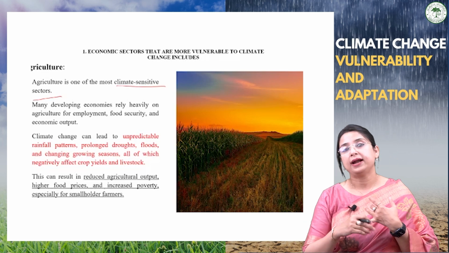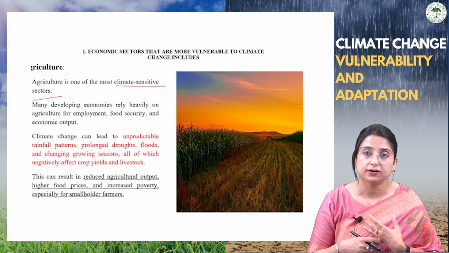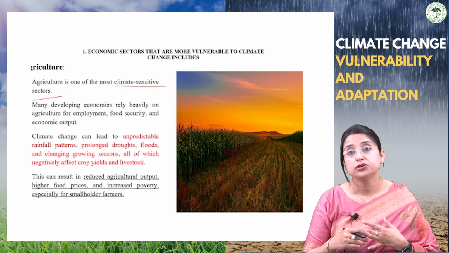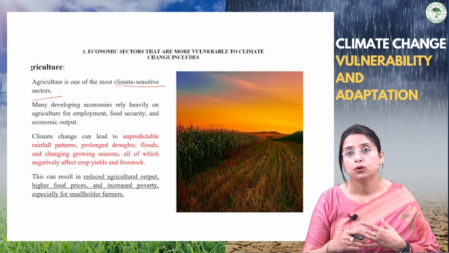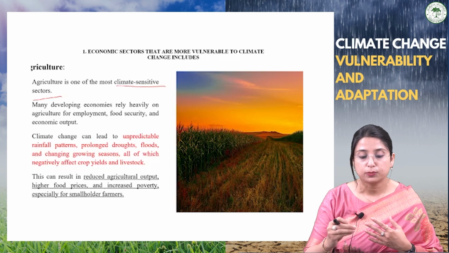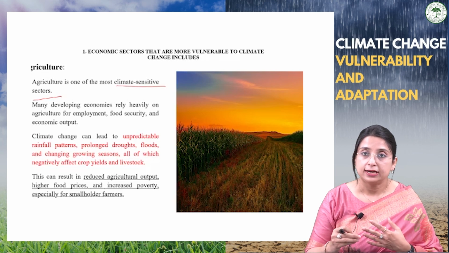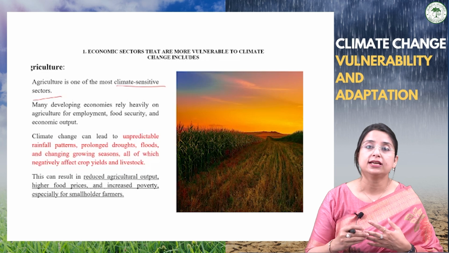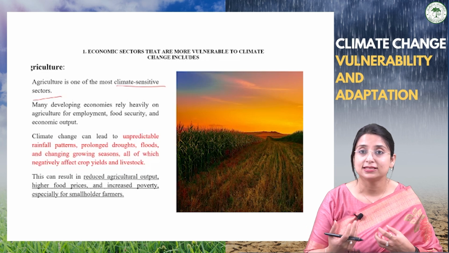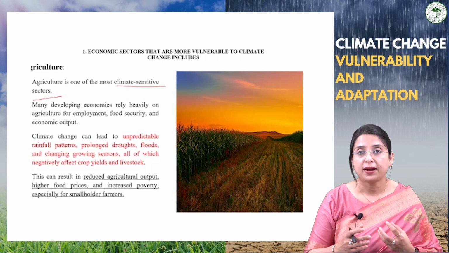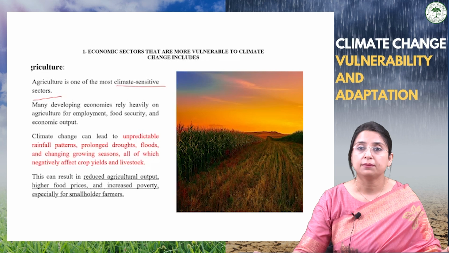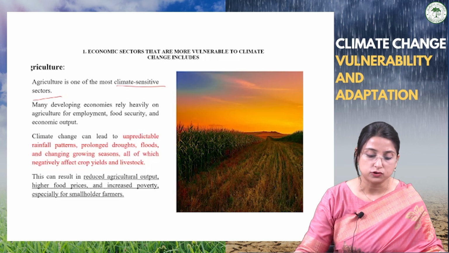If the rainfall pattern is changed, the crop productivity, or you can say crop yield, will be affected. Simply, prolonged droughts will lead to either crop failure or least productivity of the crops. Floods may damage the crops and even the infrastructure that is needed for these practices. Changing growing season may impact the productivity of the crops. All these things negatively impact the crop yields and the livestock.